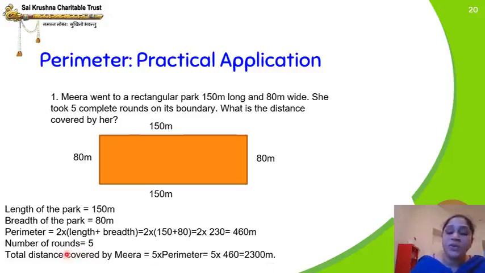So why are we doing this? Perimeter is nothing but the distance covered when you go once. Always once. So when they tell you that she went 5 complete rounds, that means she went around and around 5 times or 10 times. So what you should do is multiply the perimeter with the number of times and you will get the total distance covered.